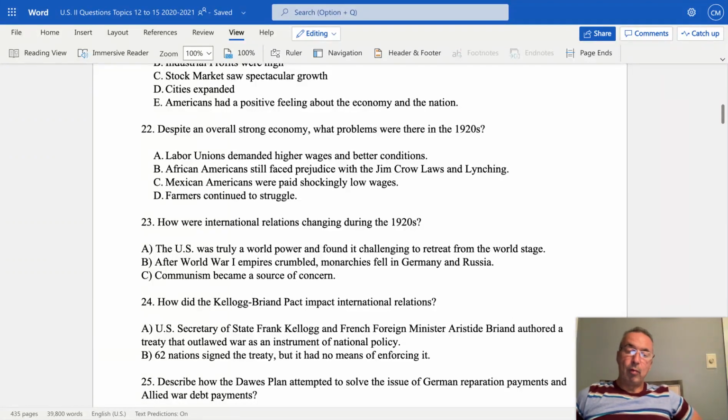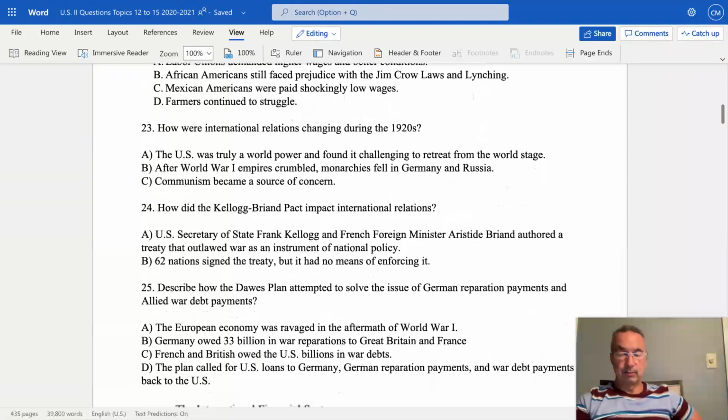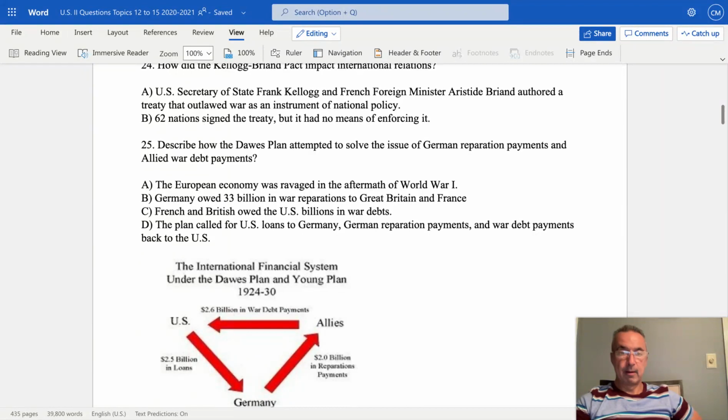One lingering problem from World War I were the high reparation payments that the Germans owed the West European countries, Great Britain and France. And a member of the United States government, Charles Dawes, came up with a plan to help solve some of these issues. We have a little visual here that might help you better understand it.